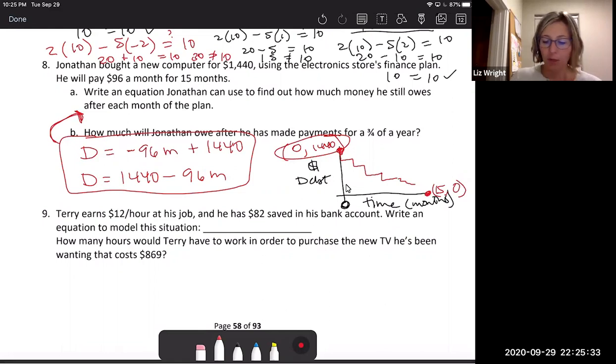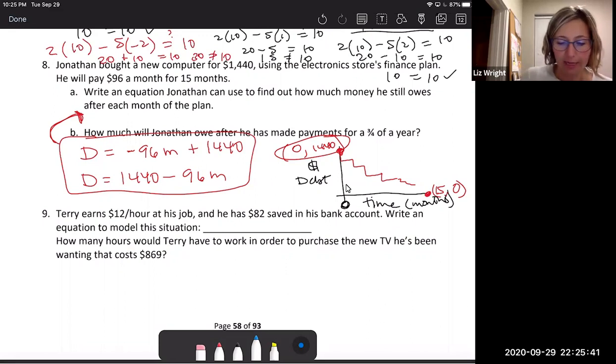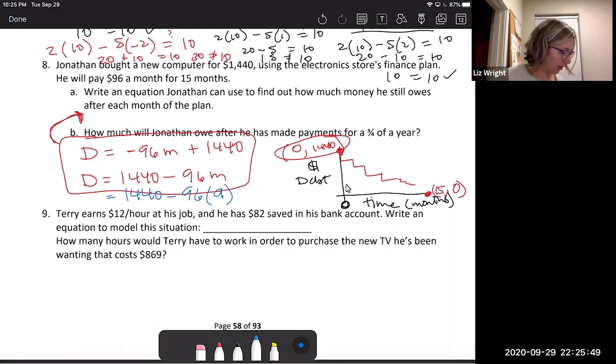All right, so then it says, how much will Jonathan owe after he has made payments for 3/4 of a year? Well, 3/4 of a year is how many months? I'm hoping you're saying 9. 9 months is 3/4 of a year, and so we're going to plug that in. So it's going to be 1,440 minus 96 times 9, which I don't know what that ends up being. Okay, well, you can put it in your calculator.